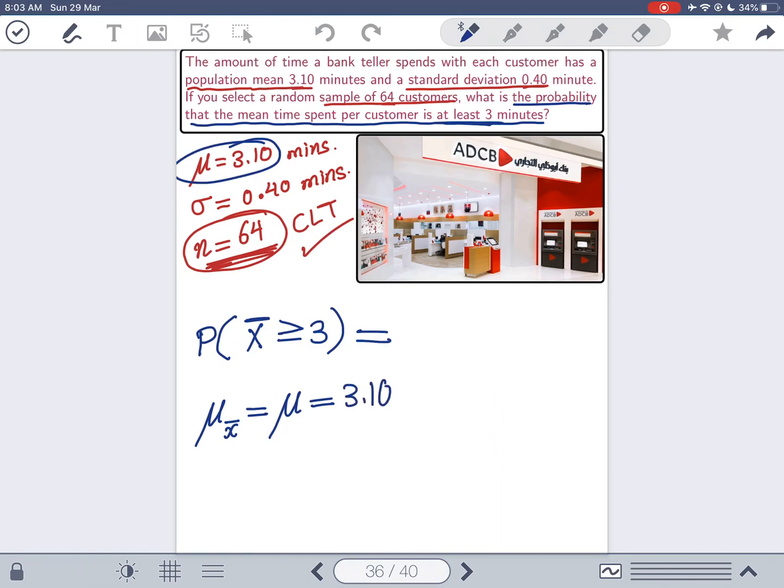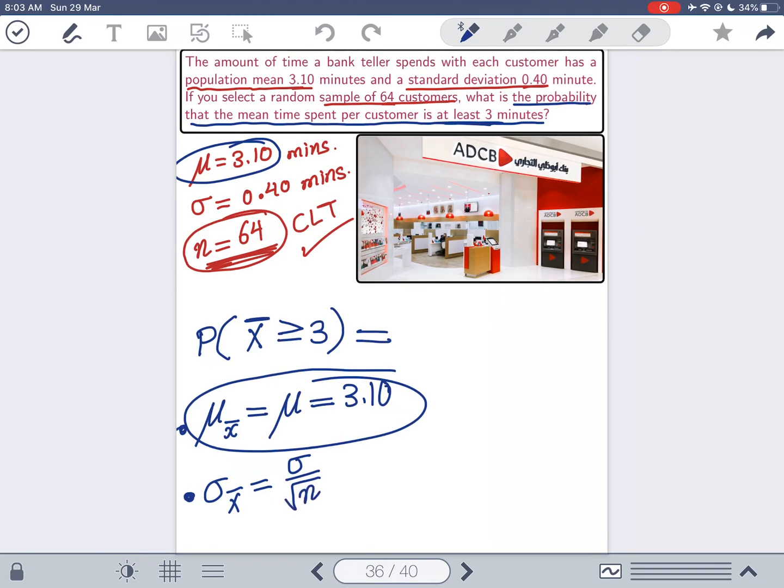So immediately you get this easy fact that the mean of the sample means is the population mean. And the second nice fact is that the standard deviation of the sampling distribution is the population standard deviation divided by the square root of the sample size. So sigma is given to be 0.40 divided by radical 64. And we know that radical 64 is 8, because 8 times 8 is 64. And now if you divide 0.40 by 8, you will get 0.05.